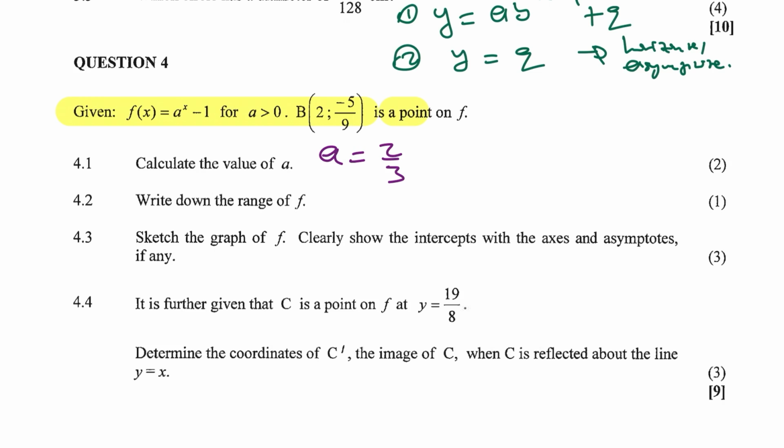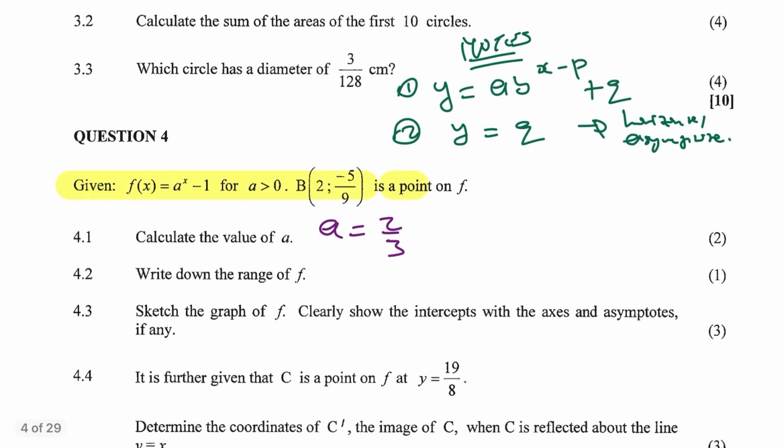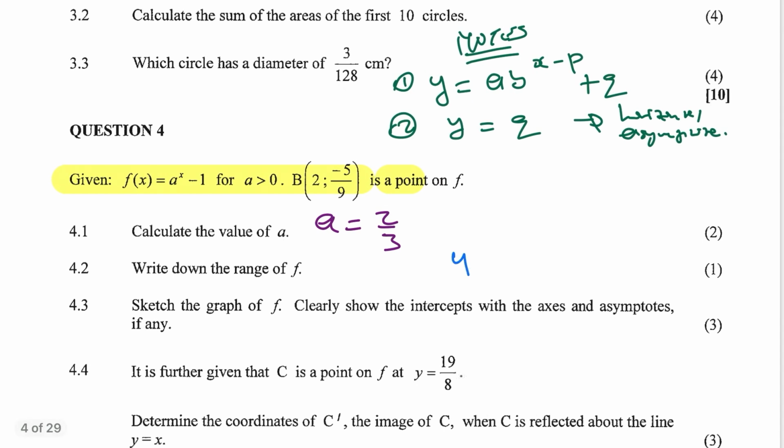So 4.2 says write down the range of f. So the range of f is basically, if you have an exponential function, the range of f is always going to be the same. The range of f is always going to be y is greater than q. Now you need to know what is your q. Remember I said y is equal to q. This is your q. So in this equation, what is your q? Your q is negative 1. Boom. That's your answer. That's why it's 1 mark, because this is what you need to know.